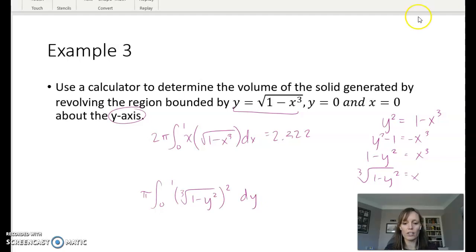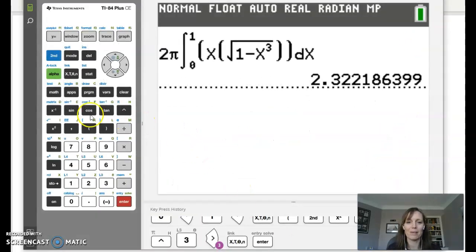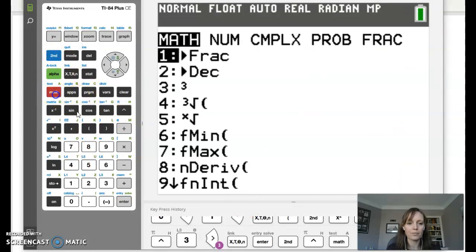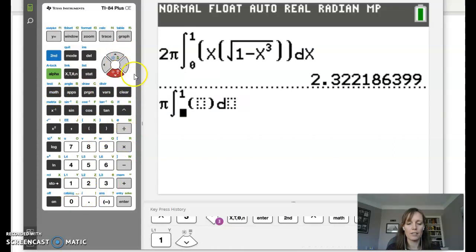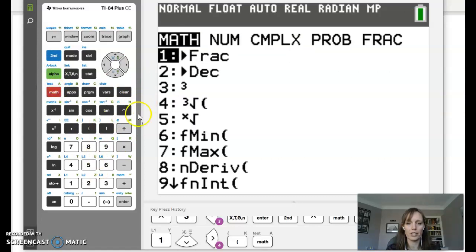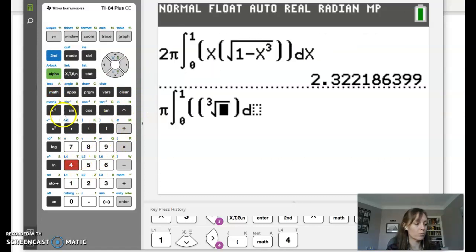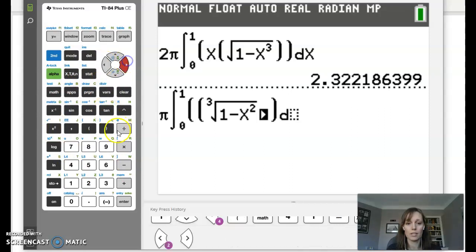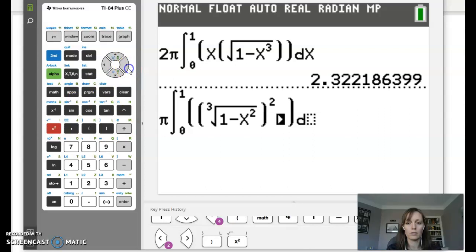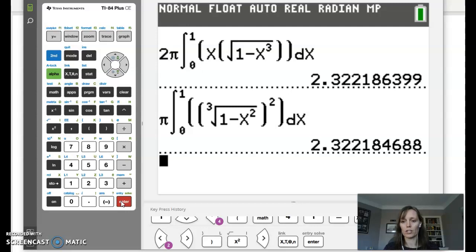So we can use a calculator. I want to prove to you that this does work to use either method. So we've got pi times the integral from 0 to 1 of the radius, which is the cubed root. You can find the cubed root in the math menu, option 4. The cubed root of 1 minus x, we're going to use x because it doesn't actually matter what letter you put in there. And this is being squared. But we know that we have it in terms of y because we're using the washer method. And you can see here that it produces the same answer.